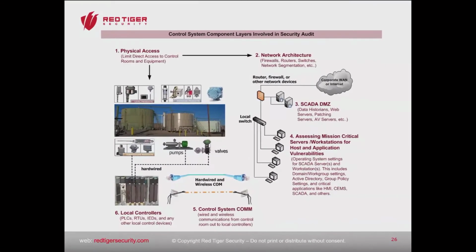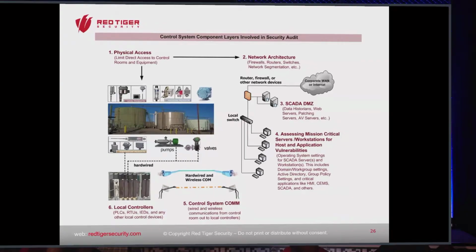So if we look at conducting an assessment of an installation like this, we want to make sure that we cover physical access to the system and then go through the network architecture, the devices in the DMZ, control system workstation servers, the protocols and communications out to the field devices, and then the embedded systems as well.